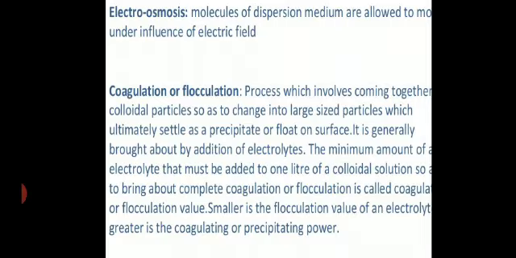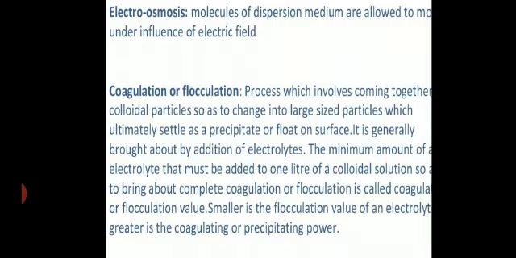So coagulation or flocculation is a process of aggregating together the colloidal particles so as to change them into large size particles which ultimately settle down as a precipitate. And again I am repeating, it can be done by the addition of electrolytes. If the concentration of electrolyte added is low, the process is called flocculation. It can be reversed on shaking. But if it is higher concentration, it cannot be reversed by simply shaking.